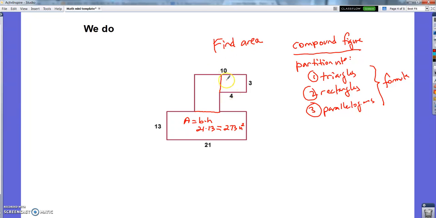This one looks pretty easy. Base times height. The base is 4. The height is 3. So that's 12 square units.